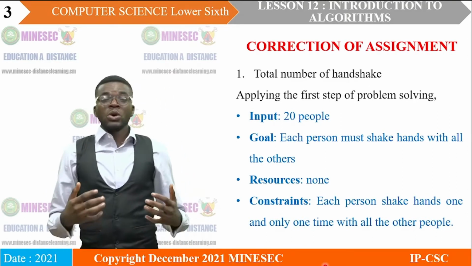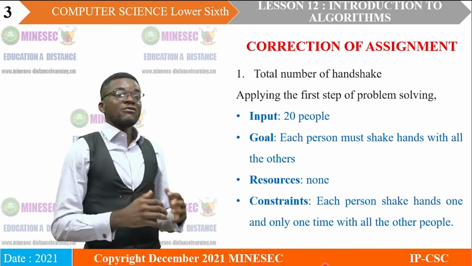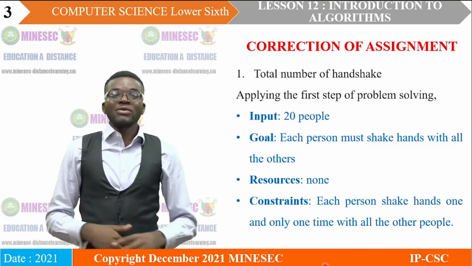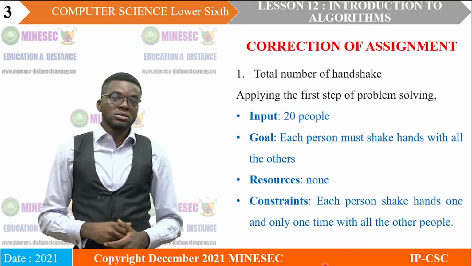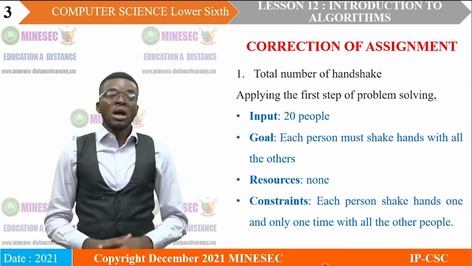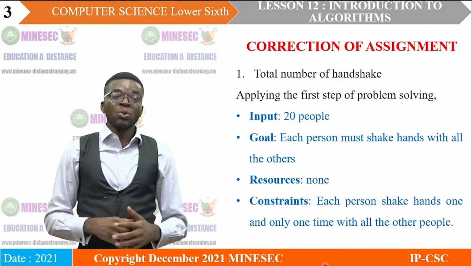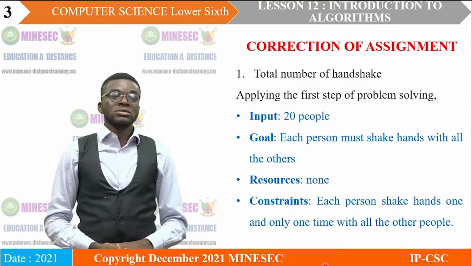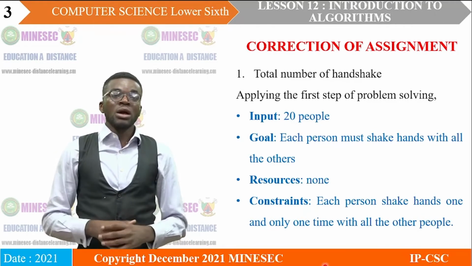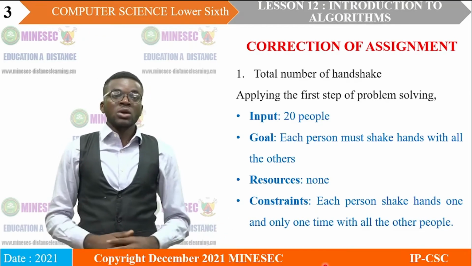Okay, so you answer the question based on us having 20 people in the room. So apply the first step of problem solving. We have our input, 20 people. Our goal is each person must shake hands with all others. So it means each person must shake hands with all other persons in the room. The resource, we have no resource.